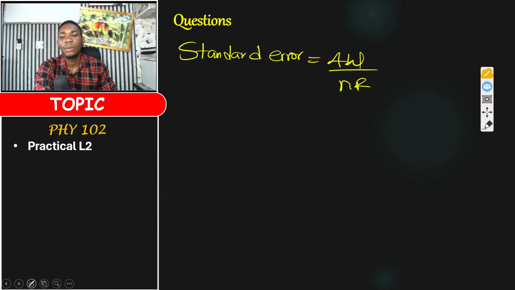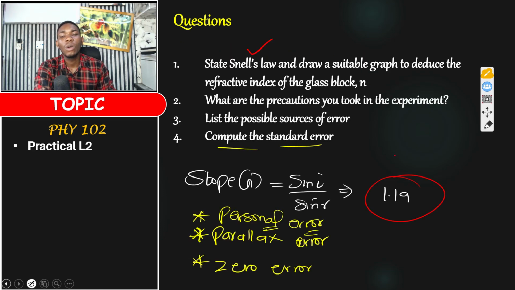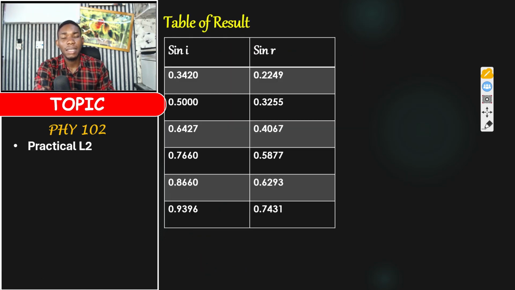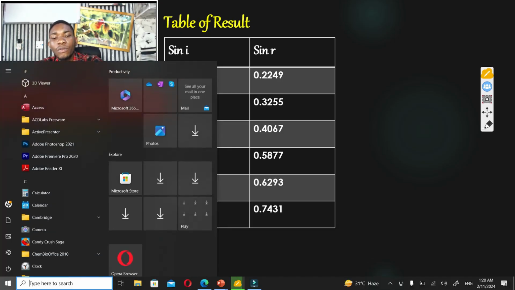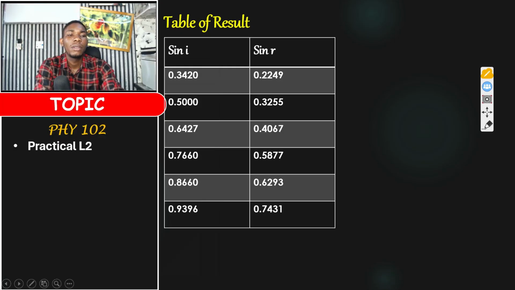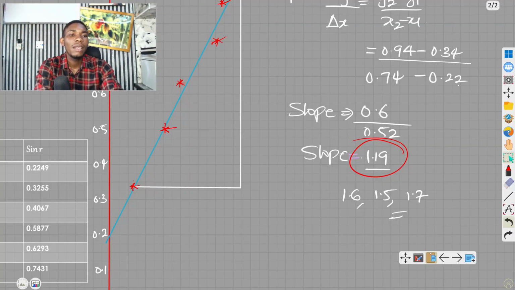And standard error, my dear student, from what you know, what is the formula for standard error? It is 4W all over NR. 4W all over NR, which equals 4 times, what is our W? I told you that W is our vertical scatter. Now, how do we get the vertical scatter? You get the vertical scatter from the practical itself, which is from the graph rather.